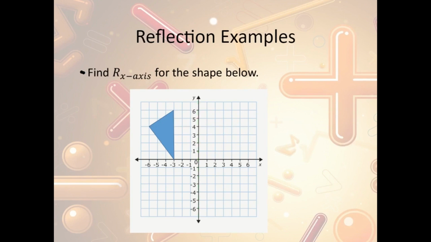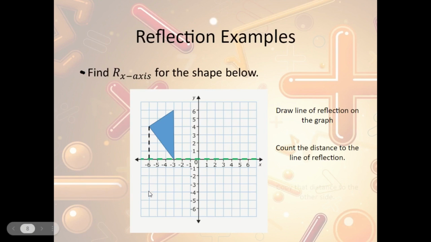Now we're reflecting over the x-axis. So here's our x-axis. So we draw it in. Then we count the distance. So here we are 1, 2, 3, 4 away. So we go 1, 2, 3, 4 away and copy that over here.